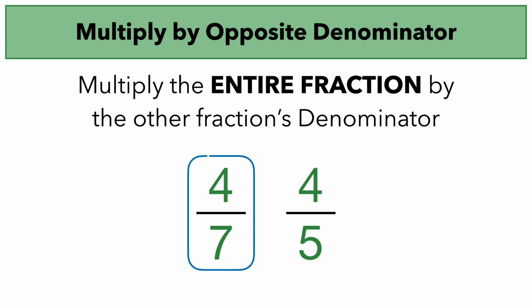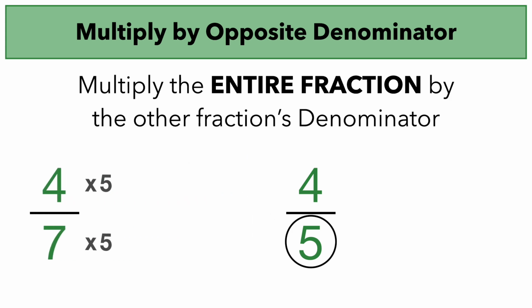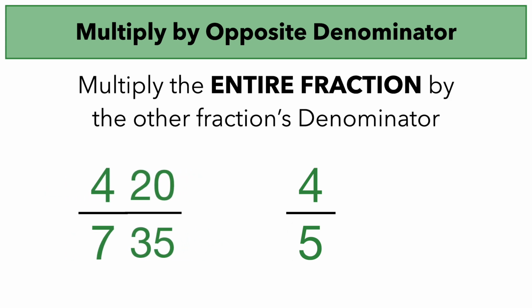So in this strategy, you're going to multiply the entire fraction by the other fraction's denominator. Let's start with 4/7. We're going to multiply this entire fraction by the other fraction's denominator, in this case 5. So we're going to multiply 4 and 7 by 5. 4 times 5 is 20. 7 times 5 is 35. And now we're half done.